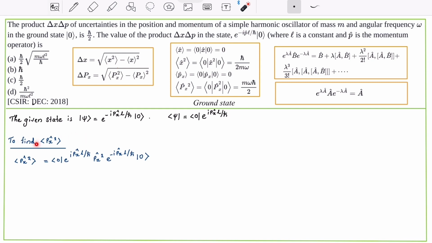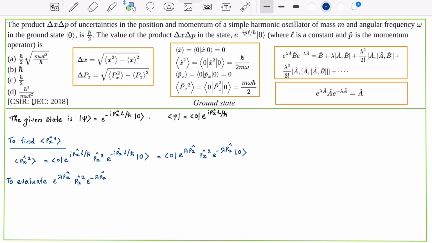Now let us find out the expectation value of px square, that is equal to ⟨0| e raised to ipx L by h bar, px square e raised to minus ipx L by h bar |0⟩, that is ⟨0| e raised to lambda px, px square e raised to minus lambda px |0⟩. Now let us evaluate e raised to lambda px, px square e raised to minus lambda px, so that we will get the expectation value of px square.